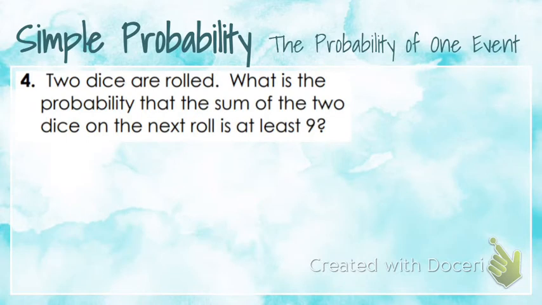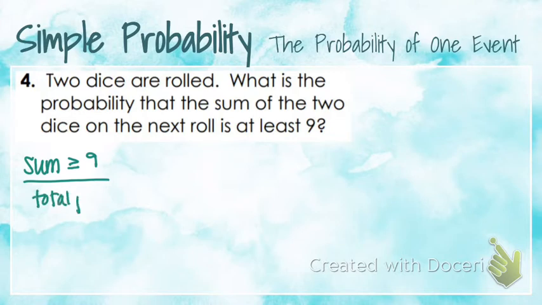The next one, number 4, 2 dice are rolled. What is the probability that the sum of the 2 dice on the next roll is at least 9? So, first of all, we have to figure out how many. All right, so we want sum greater than or equal to 9 divided by total pairs. So we have to figure out how many total options there even are. So when you have 2 dice, the first time I want to show you how to make this little chart. In the future, you may be able to visualize it in your head. You may be able to remake it, whatever you want to do.